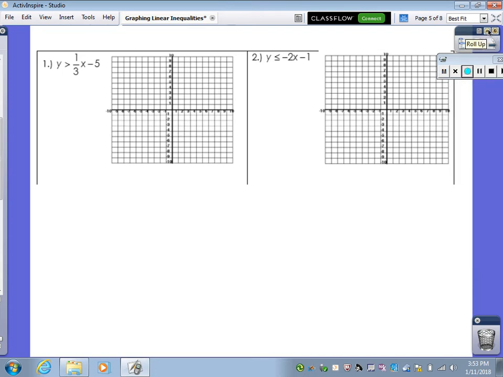It's already in slope-intercept, so you're going to graph your first point, your b, like you normally would. So b is -5. And we're going to give it a slope of 1/3.